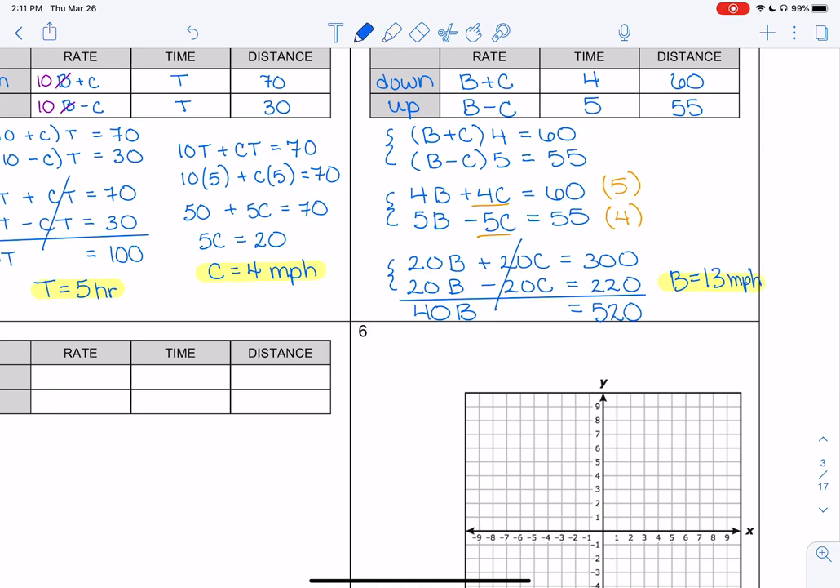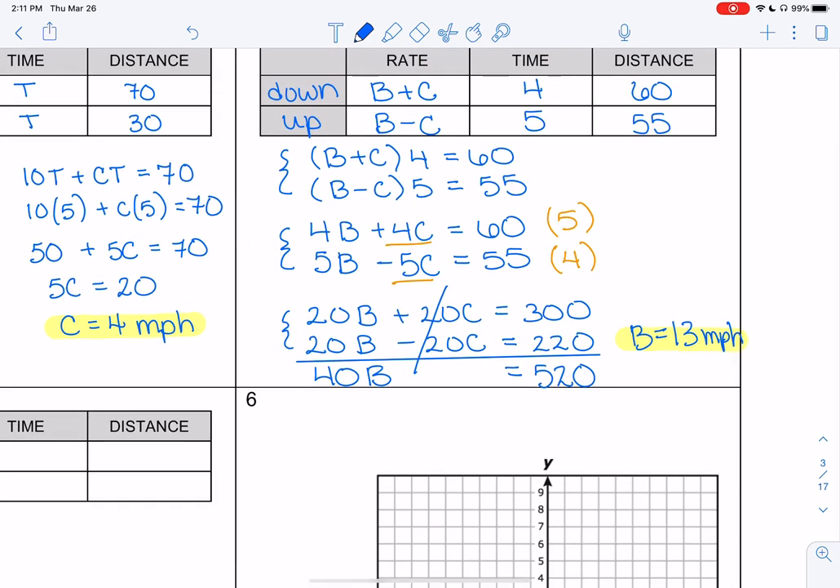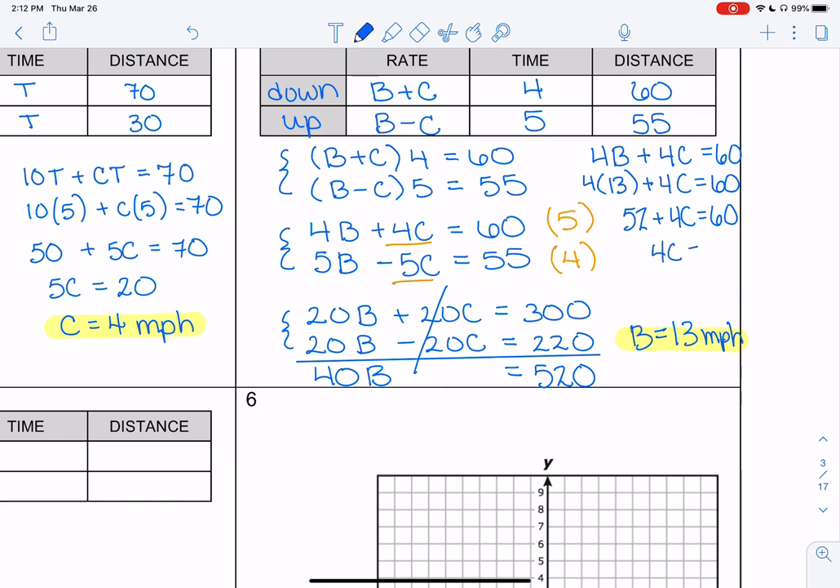All right. Then I have to go back and find the current. So I'm going to use the equation 4B plus 4C equals 60. Plug in my B value, which is actually 13. Four times 13, that is 52. If I subtract 52 from each side, I get 4C equals 8, divide by 4, and I get C equals 2 miles per hour. So the current rate is 2 miles per hour.